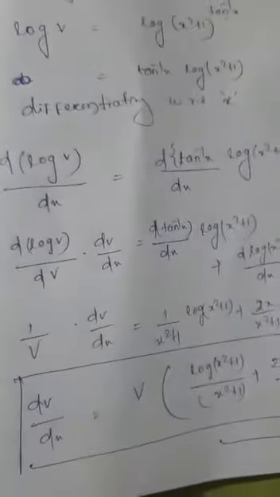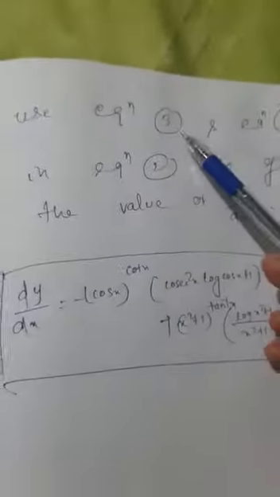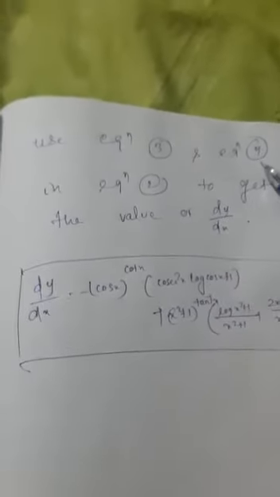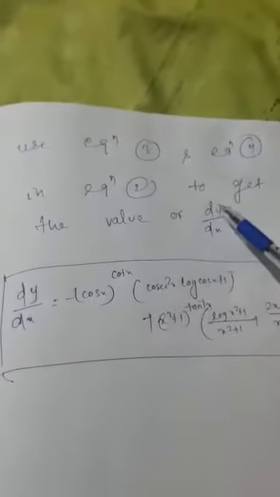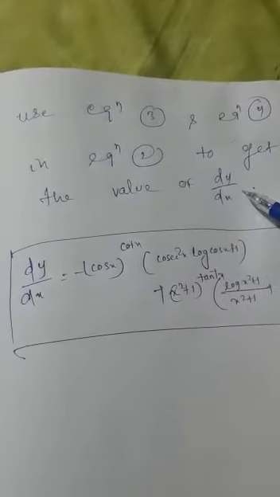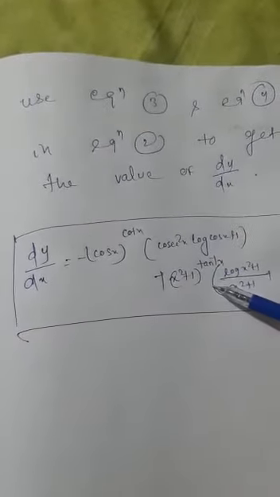So we have calculated the value of du by dx. We have calculated the value of dv by dx. Now using equation number 3 and equation number 4 in equation number 2 to get the value of dy by dx. So dy by dx is equal to this, right?